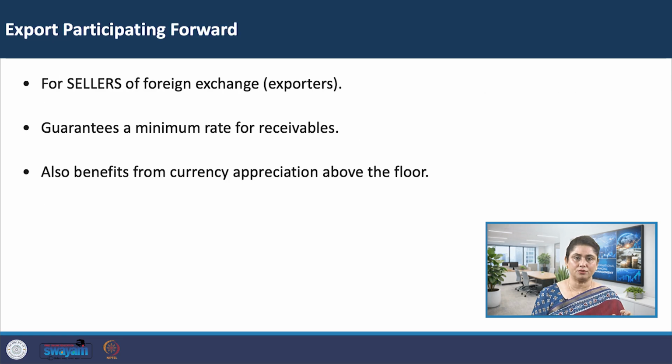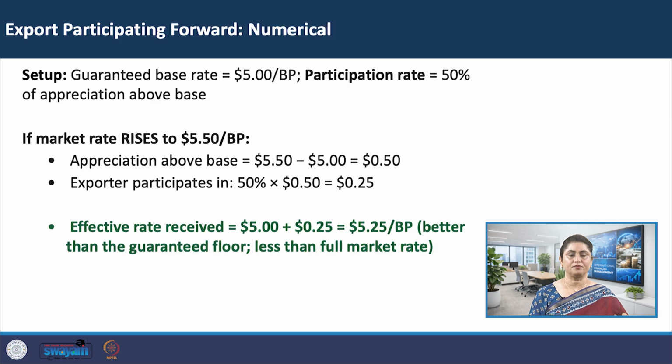Let me take the export participating forward example. The bank guarantees exporters a minimum base rate of $5 per British pound. Additionally, if the exchange rate appreciates above $5, the exporter participates in 50% of any gain above the base rate. So, if the rate rises to $5.50, the gain above the base rate is 0.50. The exporter receives 50% of that, which is 0.25.